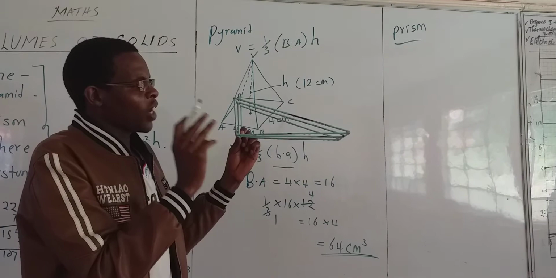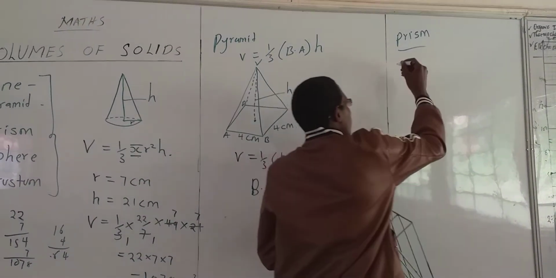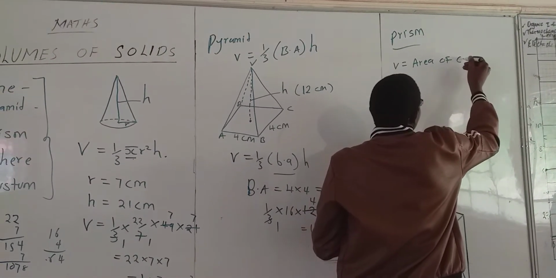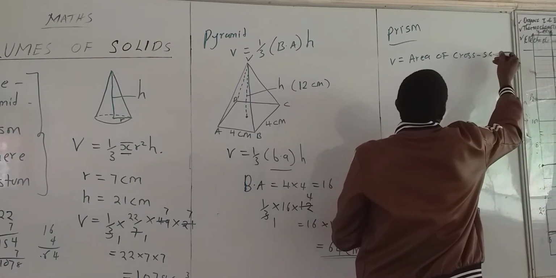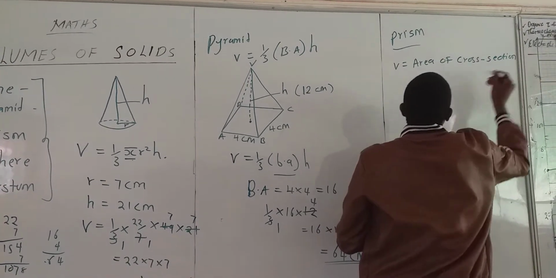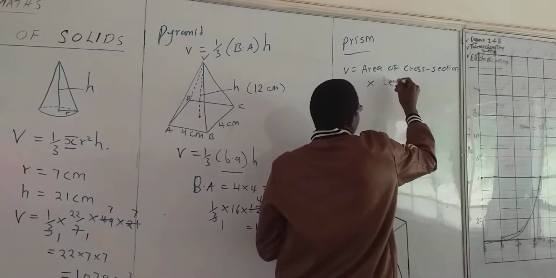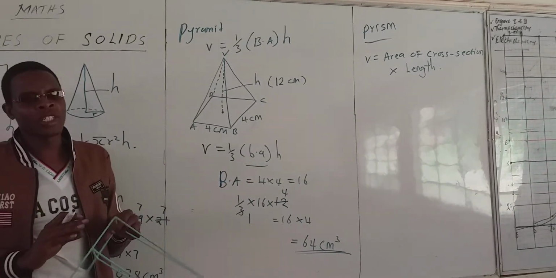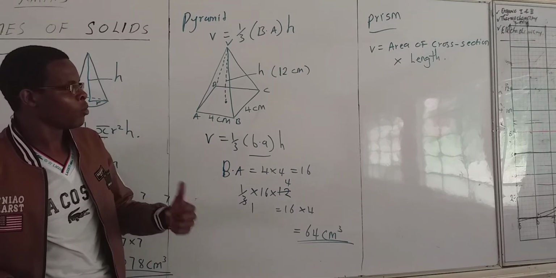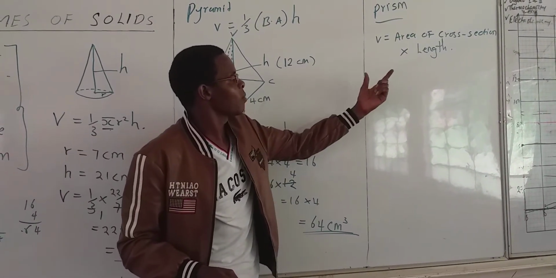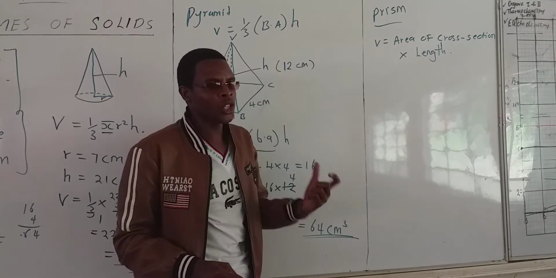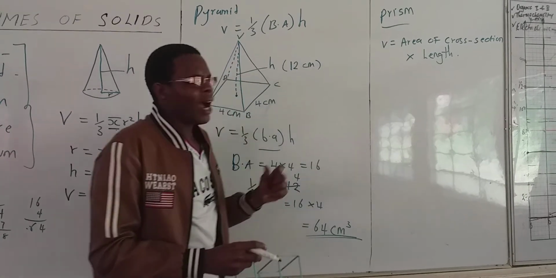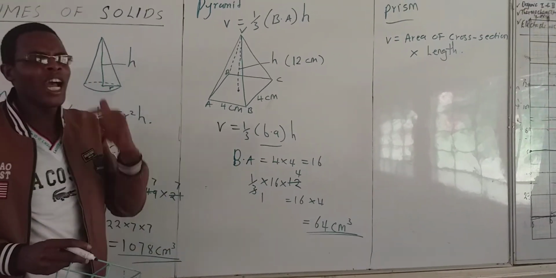we will say the volume is the same as the area of the cross section times the length. This is how we find the volume of a prism. Whereby the volume is the same as the area of the cross section of that given prism, times the length. Now, how can you know that this is the cross section and this is the length?